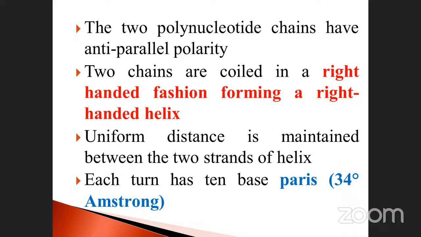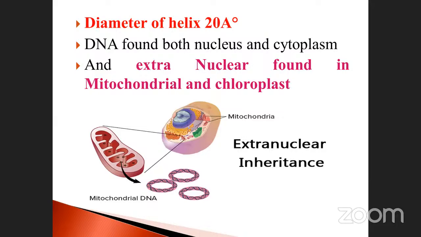See here. Each strand has 10 base pairs, 34 Angstrom. Don't forget. How many pairs? 10 pairs. Already told you, isn't it? And the diameter of the helix is also 20 Angstrom. Those things I already told.